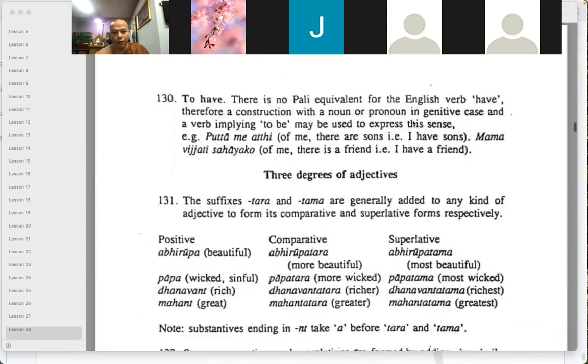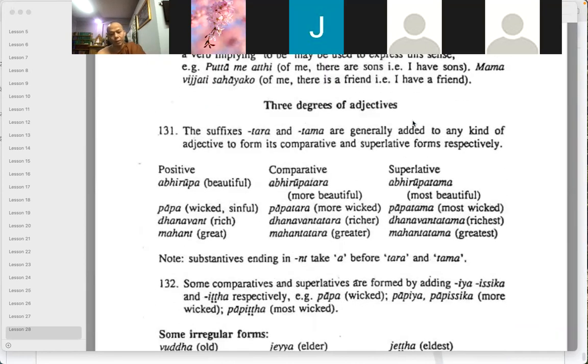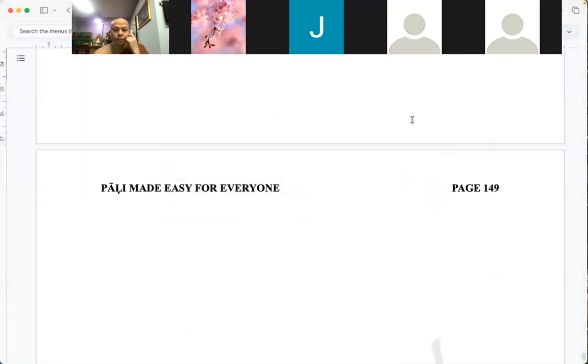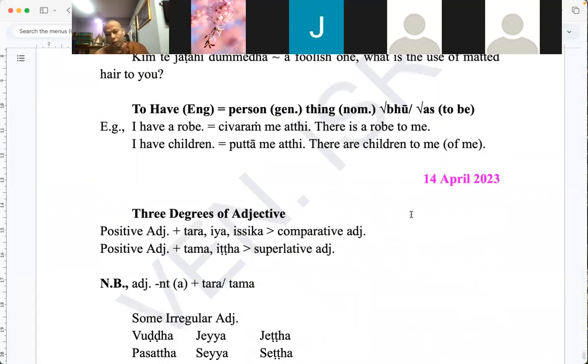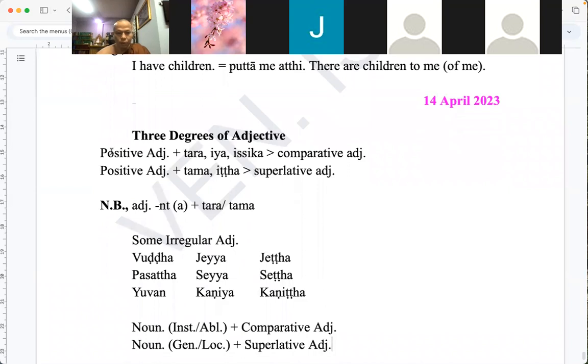So today we will learn the 3 degrees of the adjectives in Pali. In Pali, to form the comparative and the superlative adjectives, commonly, to the positive adjective, by adding the tara suffix, we have the comparative adjective. And also for some words, iya or asika is added to form the comparative, but mostly the tara suffix.